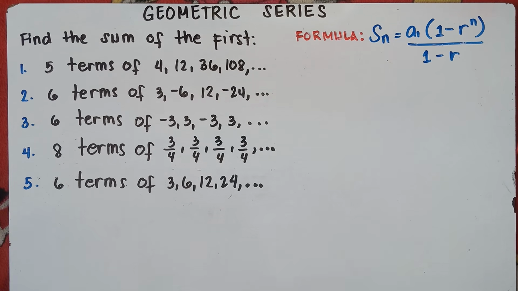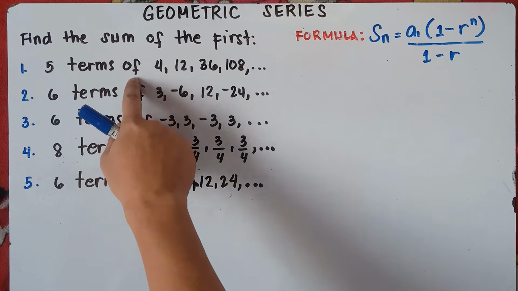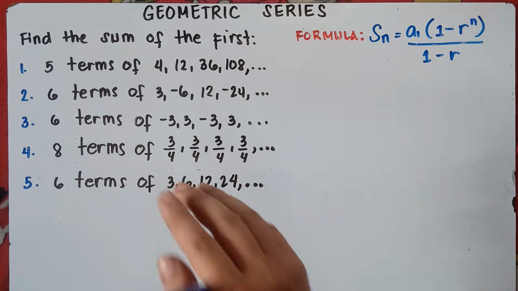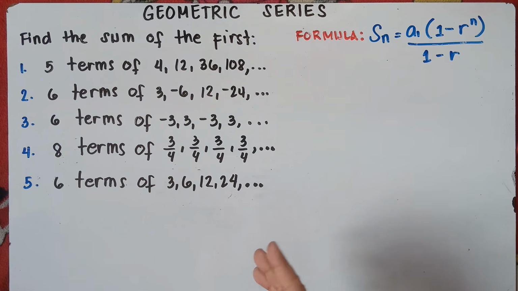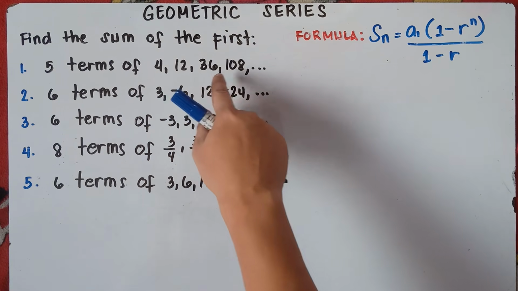So geometric series, class, is referring to the sum of the geometric sequence. Example number 1: find the sum of the first 5 terms of this given sequence: 4, 12, 36, 108. To find the sum, class, you simply add the numbers 4 plus 12 plus 36 plus 108.